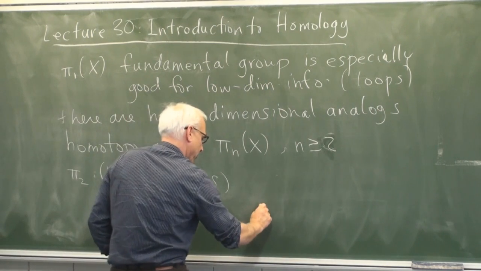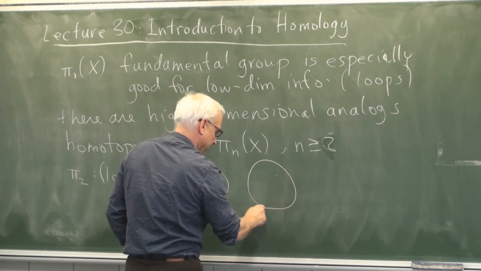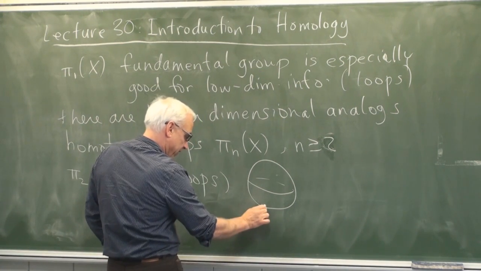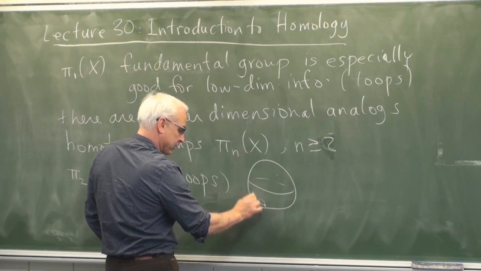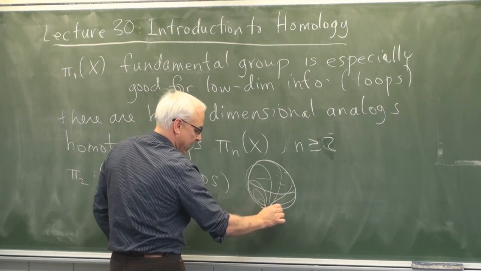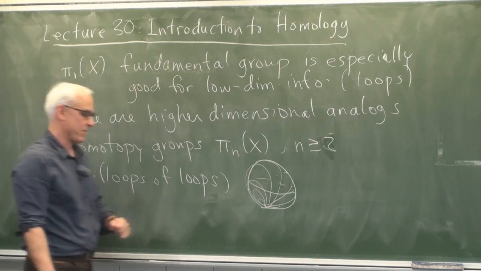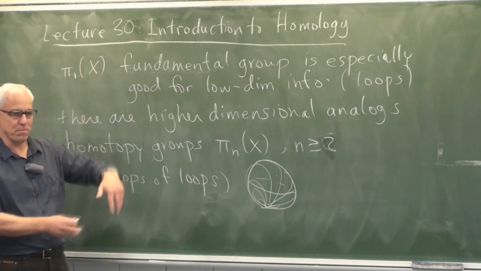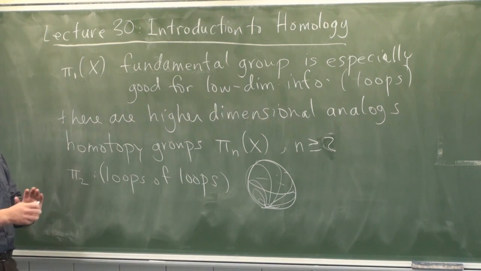So you might have a loop. What does a loop of loops look like? Well, for example, if you have a sphere, then you might start at a base point here, and you might think of a sort of film of loops, one getting bigger and bigger, going all the way around and coming back to a loop at the base point. So that loop of loops is somehow going all the way around the two-sphere, somehow capturing the two-dimensional hole in the sphere in a way that the fundamental group doesn't.